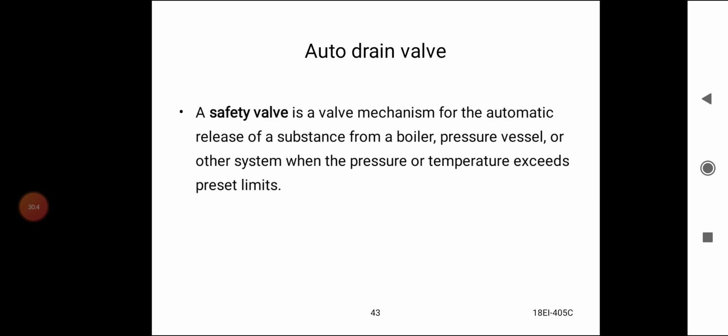Auto drain valve. A safety valve is a valve mechanism for the automatic release of substance from a boiler, pressure vessel or other system when the pressure or temperature exceeds preset limits. It is also called auto drain valve.